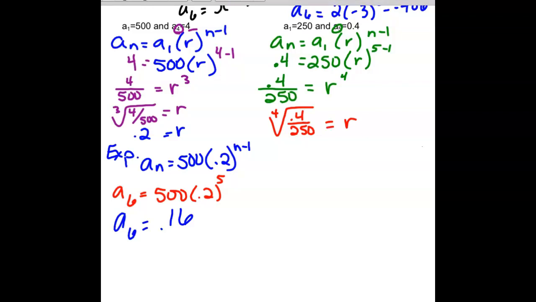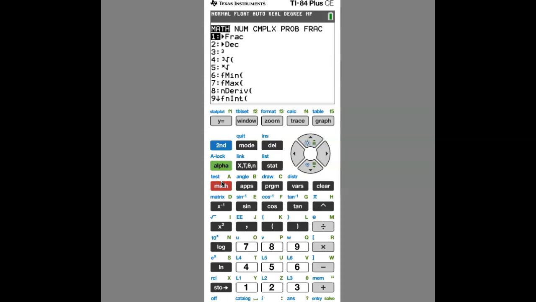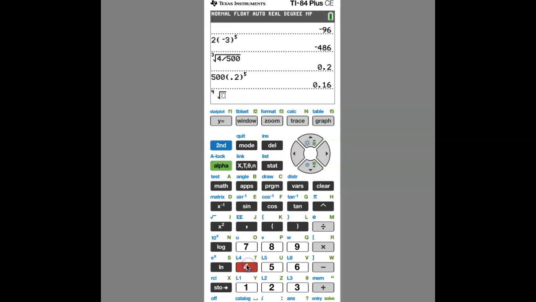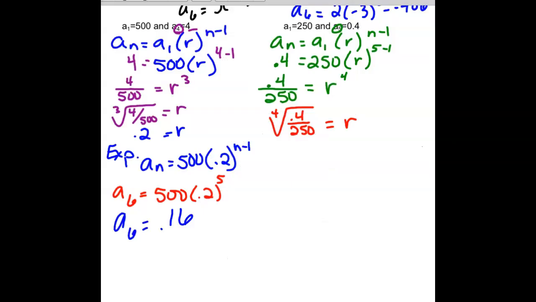All right, so we want 0.4 divided by 250 and take the 4th root. So under math, we can use that option 5, that generic root. We want a 4th root, and then we are taking, what did we have? 0.4 divided by 250. So we end up with 0.2 again. Now remember that with even roots, it could be positive or negative. So my r value can be positive or negative 0.2.